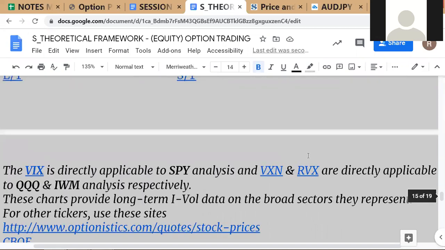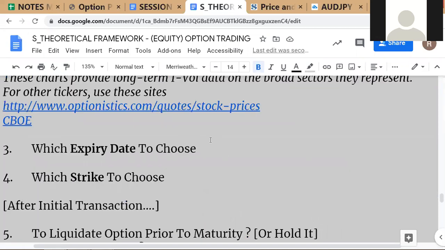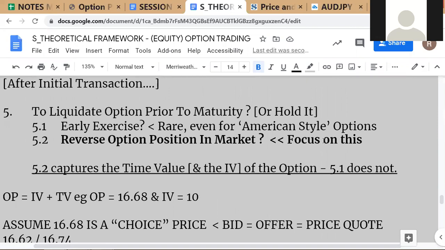Then you decide which expiry date, then you decide which strike. After you bought the option, there is another problem, another DP that you have to solve. That is, should I exercise it early or should I square my option position in the market? And the answer to that, as I said, is 5.2, because 5.2 will capture the time value. 5.1 will not.